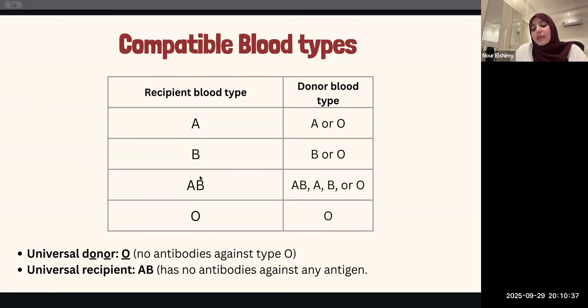Why? Because we have no antibodies against type O. And why don't we have any antibodies against type O? Because we have no antigens. So remember when I told you that the red blood cells for O have no antigens on the surface. And that's why we have no antibodies against this. And that's why blood group O can give to all other blood types. Okay?